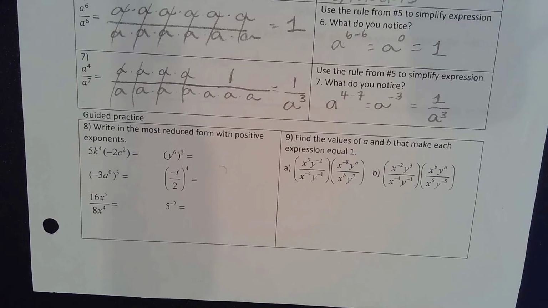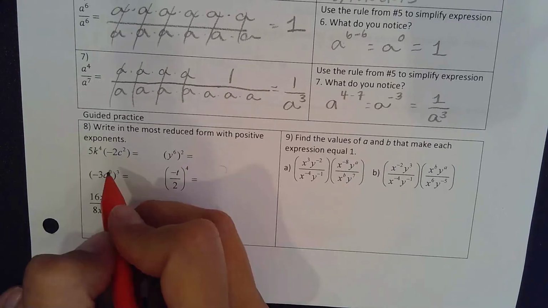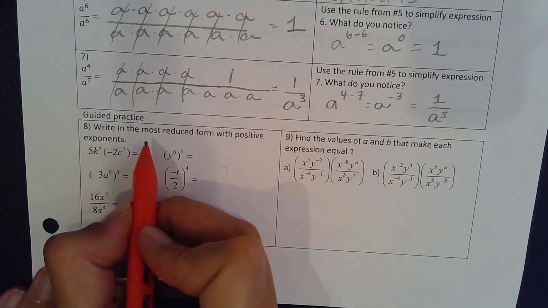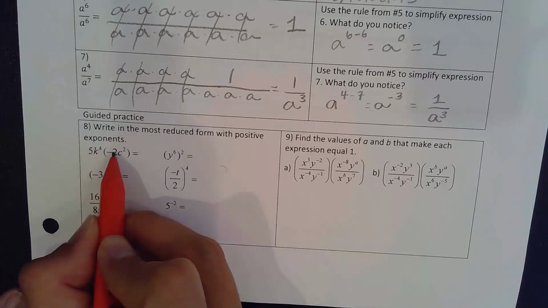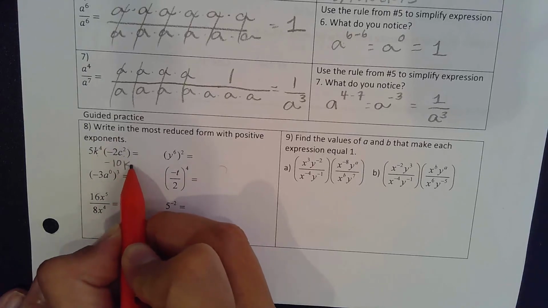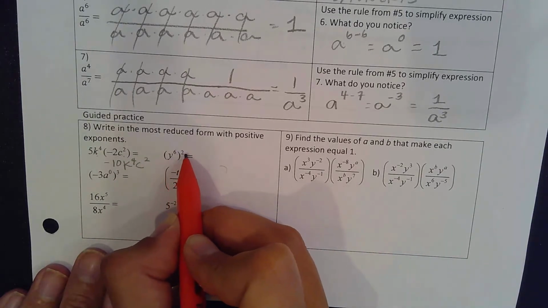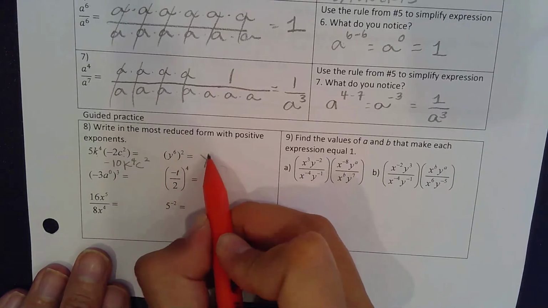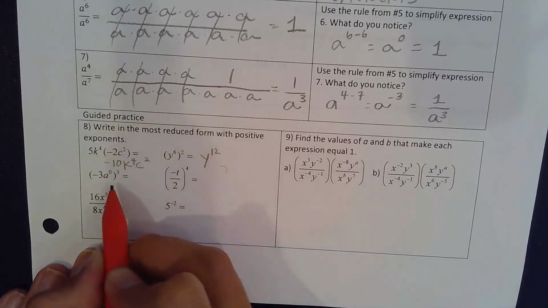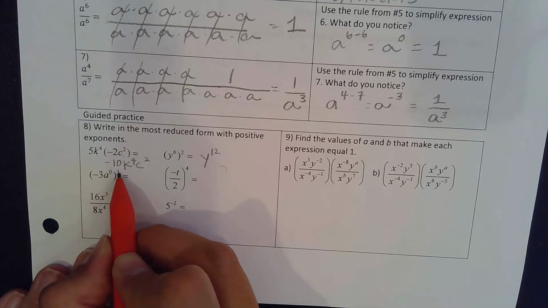Okay. So here we've got 5 times negative 2. Nothing is raised to a power, so it's 5 times negative 2, which is a negative 10. And these are not the same, so this is going to be k to the 4th c squared. This is y to the 6th raised to the 2nd power, so this is going to be y to the 12th.